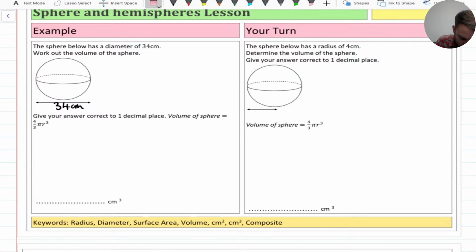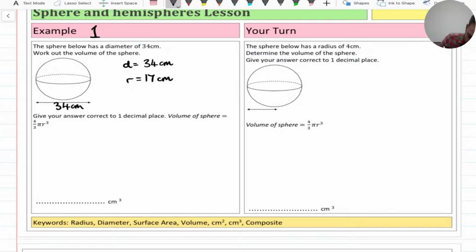Work out the volume of the sphere. The first thing I'm going to do is write down that the diameter is equal to 34 centimeters, which means that my radius is going to be half of that, which is equal to 17 centimeters. Nice and straightforward for this first one. This is example 1.